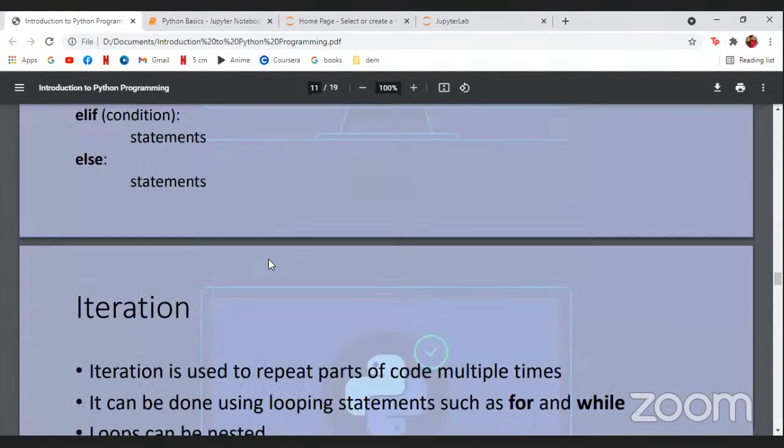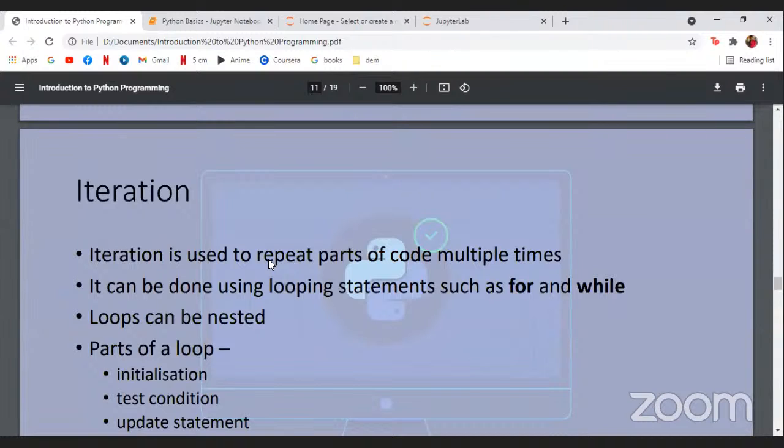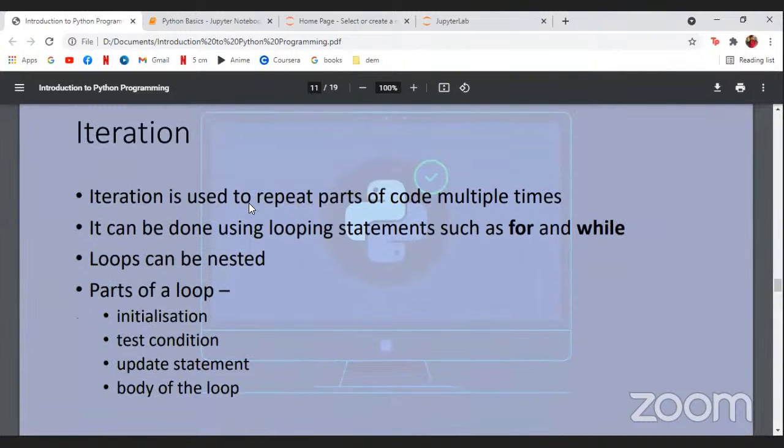Right. So next we move to iteration. So iteration just means looping statements, which means doing things over and over again. So for example, if you have to run the same code on multiple different variables, you can put those variables in a list and put that list into a loop. So that's where you use iteration. So it repeats parts of code.